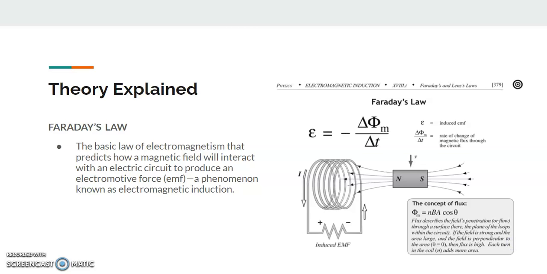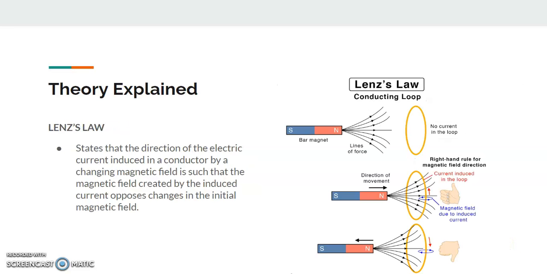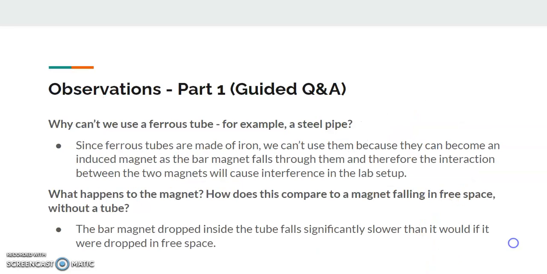The two laws shown on the following slides were foundational to this lab. Faraday's law is the basic law of electromagnetism that predicts how a magnetic field will interact with an electric circuit to produce an electromotive force, EMF, a phenomenon known as electromagnetic induction. Additionally, Lenz's law states that the direction of the electric current induced in a conductor by a changing magnetic field is such that the magnetic field created by the induced current opposes changes in the initial magnetic field.